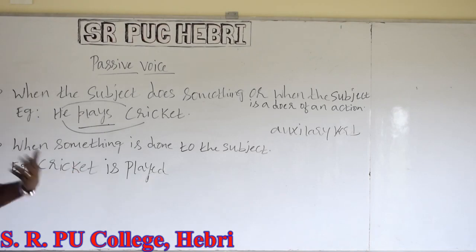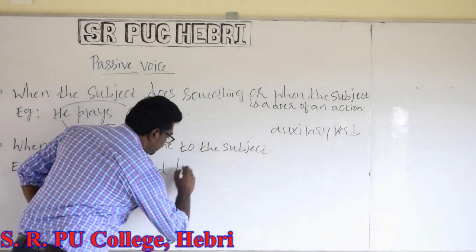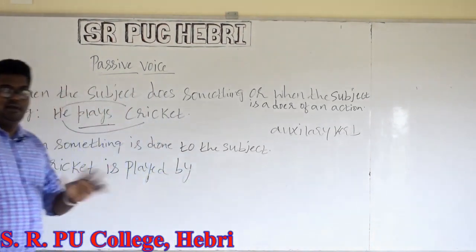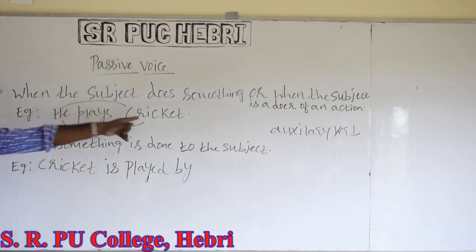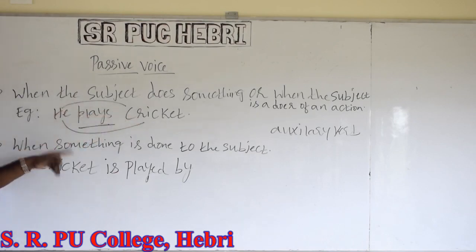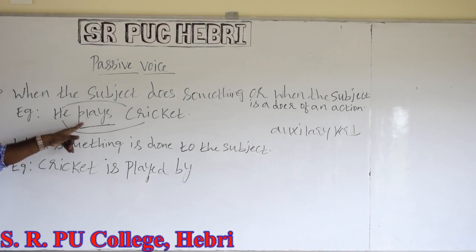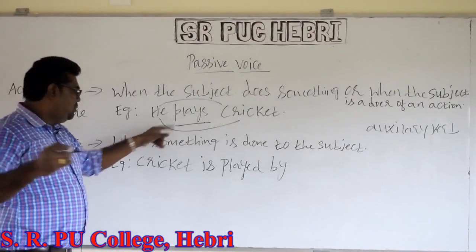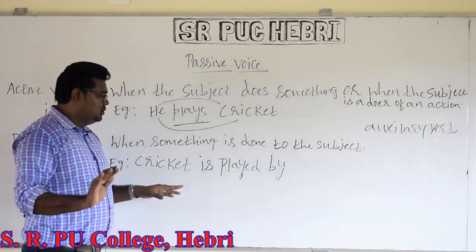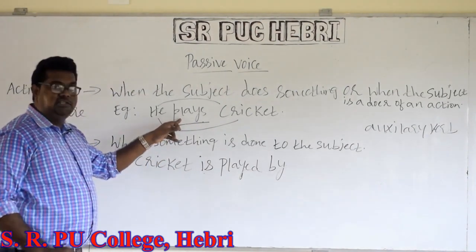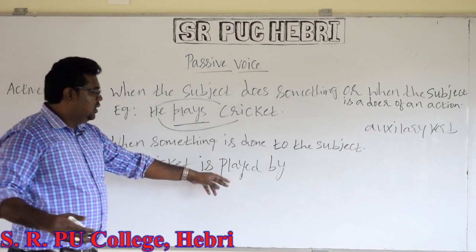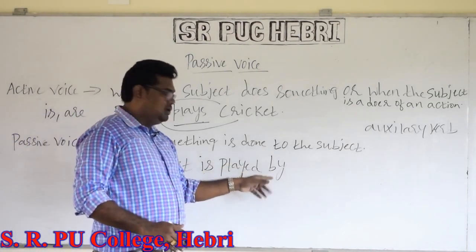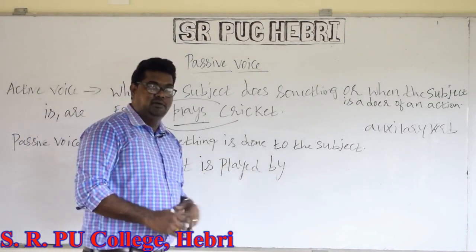Next, you are supposed to apply the preposition called by wherever needed. First rule is interchanging subject into object and object into subject. Second rule is identifying the main verb and, after identifying the main verb, applying the suitable auxiliary. Third rule is changing the main verb into its past participle form wherever necessary. And fourthly, applying the preposition by.